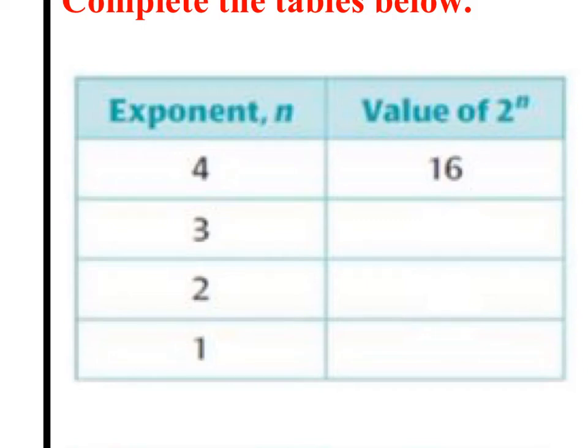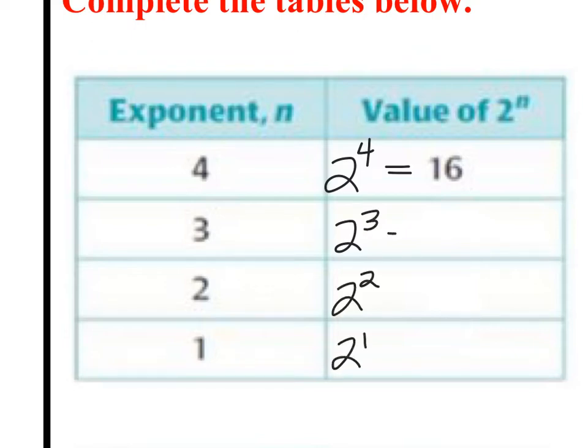So in this first table, this is 2 to the 4th power. 2 to the 4th power is 16 because it's 2 times 2 times 2 times 2. On the next three, I want what is 2 to the 3rd, 2 to the 2nd, and 2 to the 1st. Can you please fill those in? You can talk to people at your table if you need to.